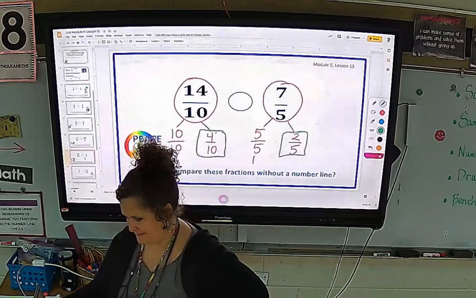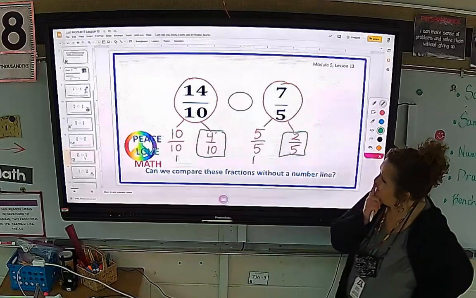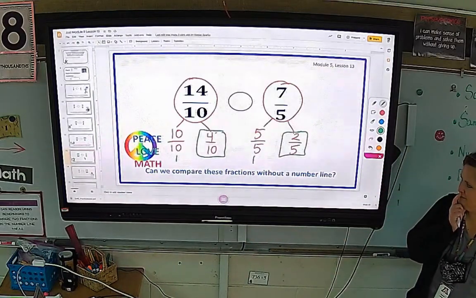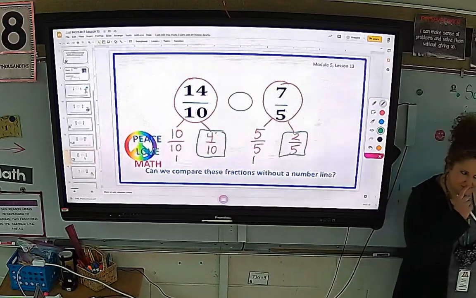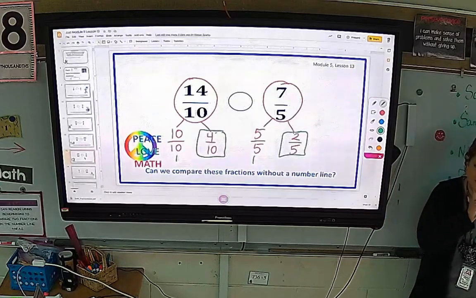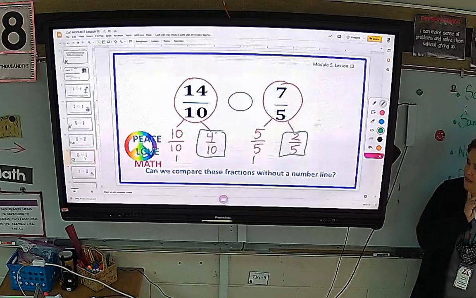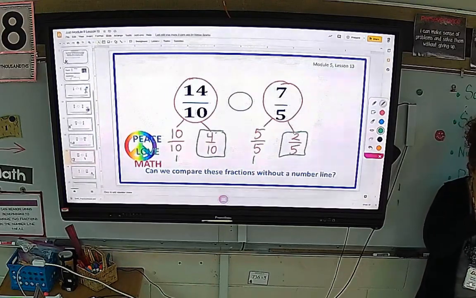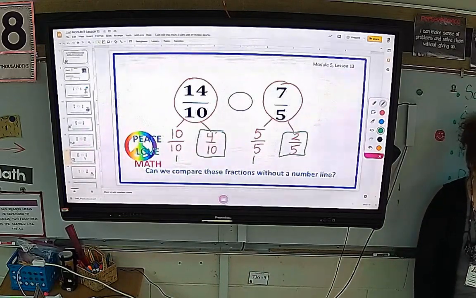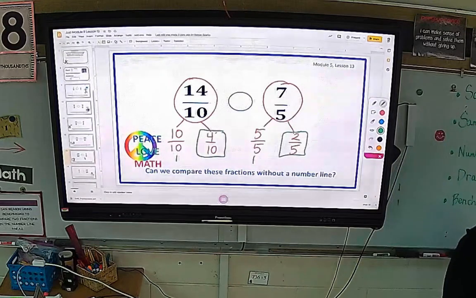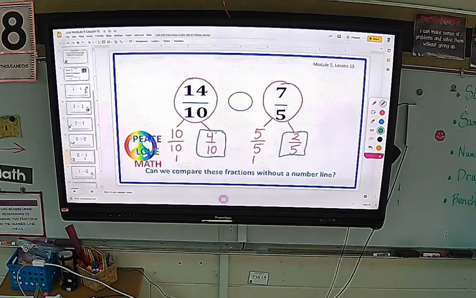I think it's 7 fifths. It's equal or 7 fifths. It does make sense. Anybody want to add any thoughts here to help us? Because we're all kind of like, I don't know, they're both close. Reagan, what do you want to share? I think it's 7 fifths because they have bigger pieces and it's closer to a whole because it's only 3 away from 10 and then 14 tenths is 6 away. So I thought it'd be 7 fifths. Someone thinks they're equal.